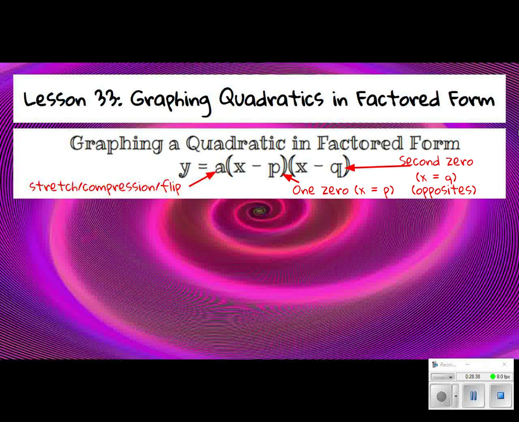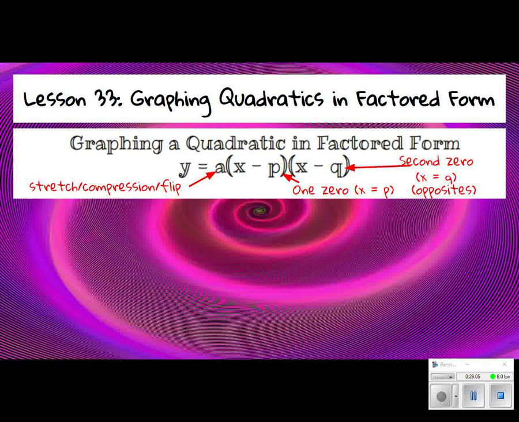We also have each parenthesis representing a zero. So x equals p would be one of the zeros, and x equals q would be another one. Remember, this is about opposites. So if I have a quadratic in factored form, I can get 2 points on my quadratic right away when I go to graph it, right from the equation.